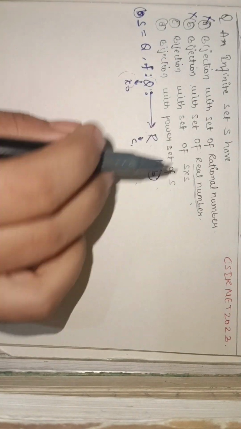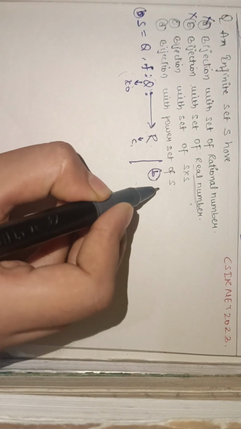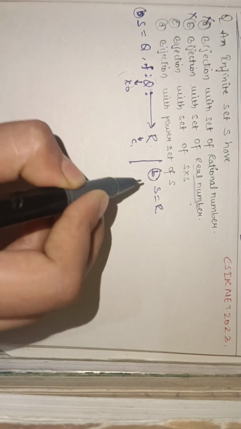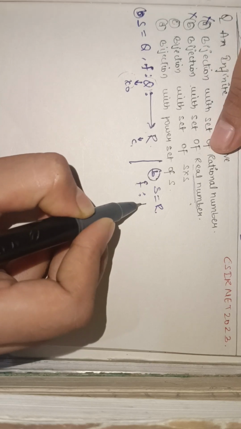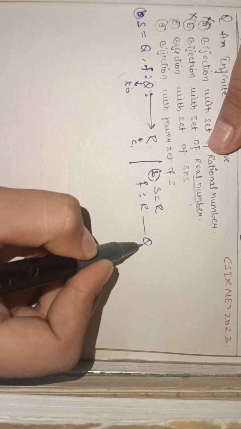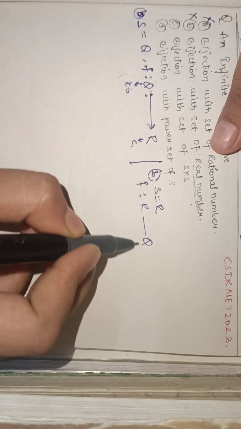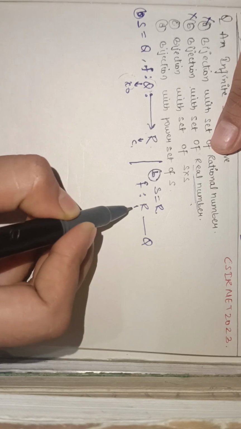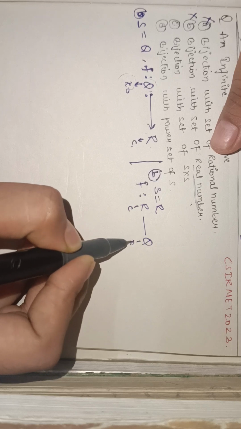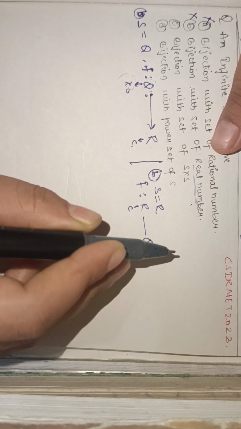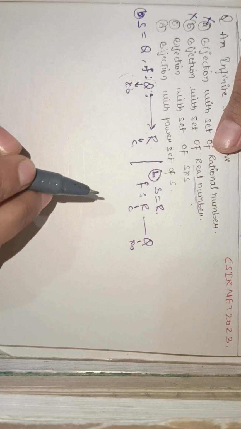Now we'll discuss this option. If we take S equals R, okay, then f from R to the rational numbers, that is Q. So here the cardinality of the real numbers is the continuum and the cardinality of Q is aleph naught. Here the cardinality is not the same, so this is also an incorrect option.